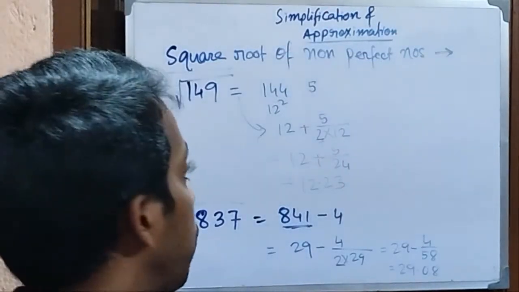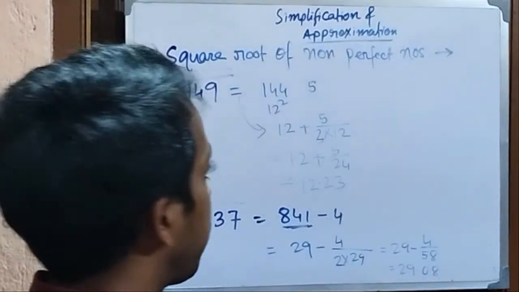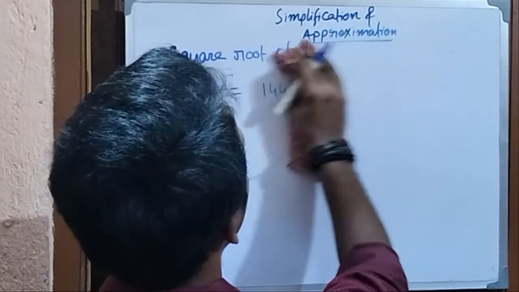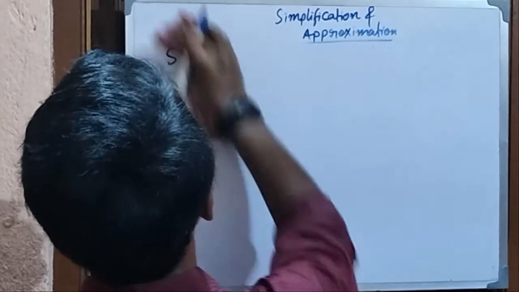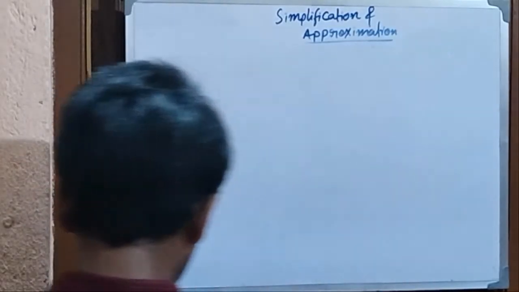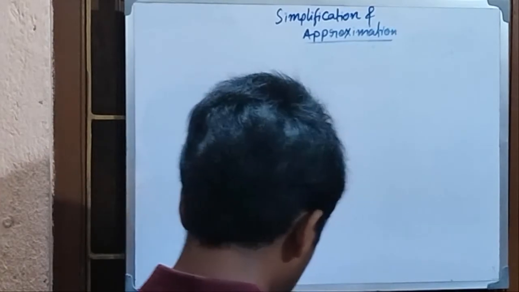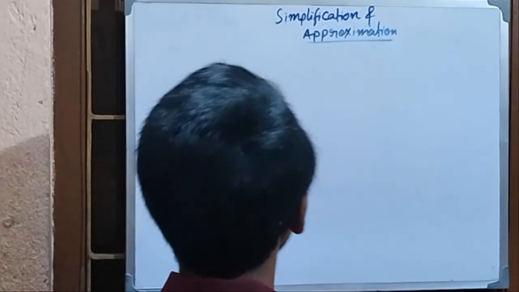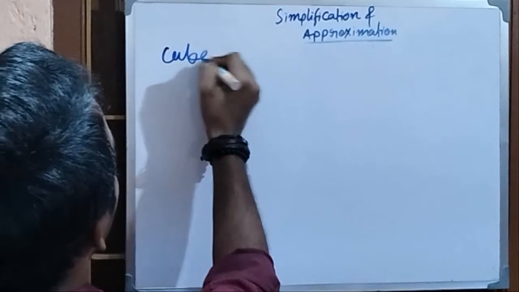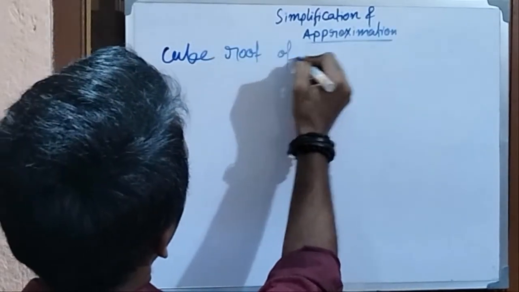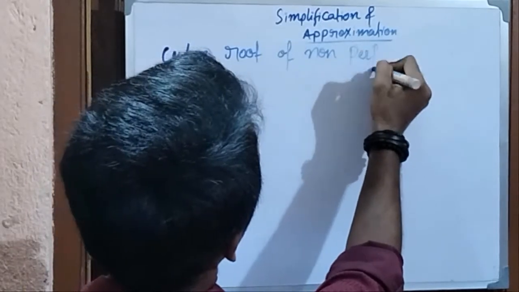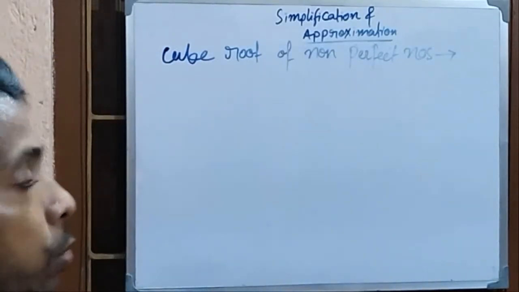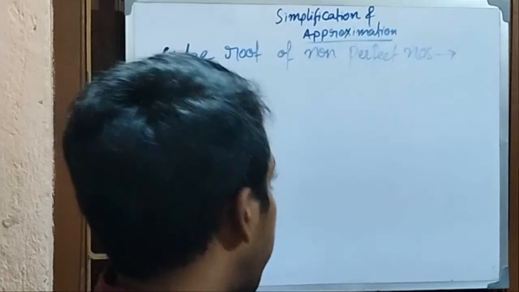Understood? Now moving to cube root of non-perfect cube numbers. Again, we will take some example here and you will understand the process.